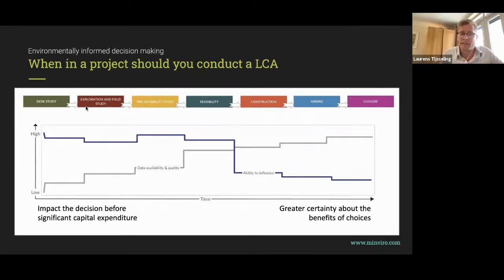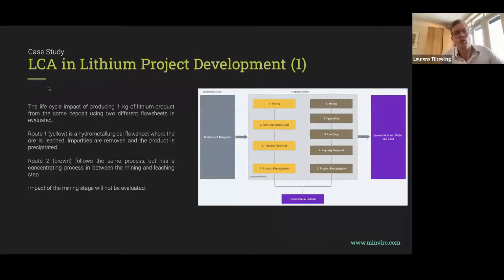actually have the possibility to get quantitative environmental impact data to supplement, for example, your production volumes and the costs associated with that. So the way that we see it, from the moment you design your first flow sheet, you're doing a scoping study, that's when you also should carry out your first life cycle assessment. And now I'll walk through a case study.